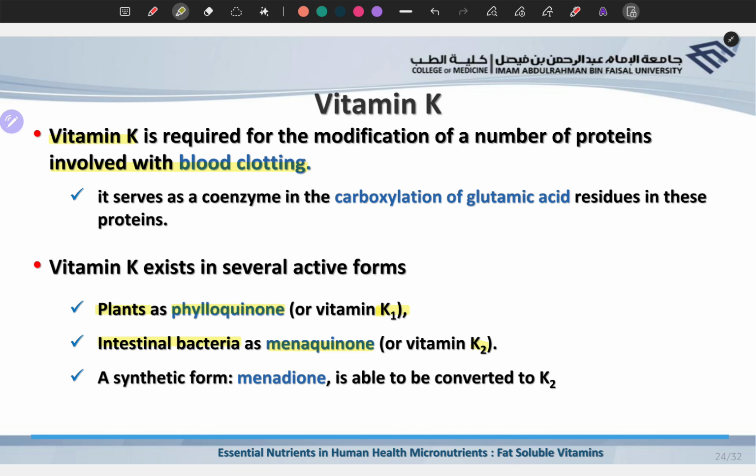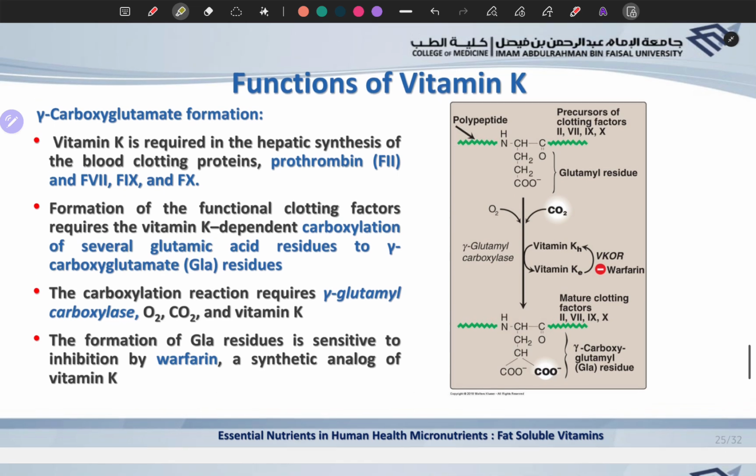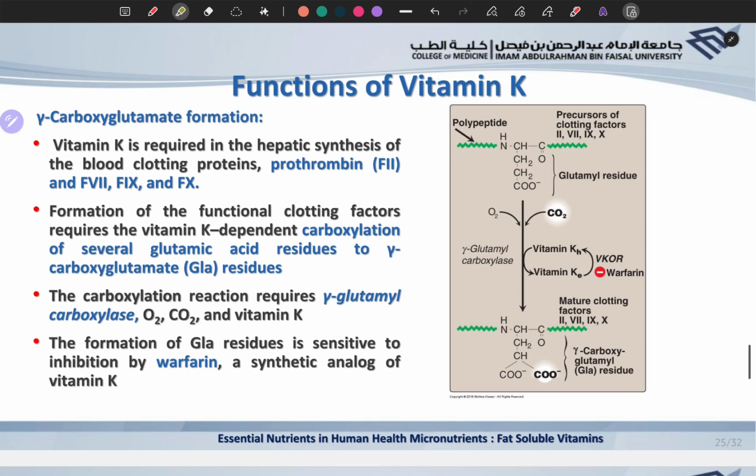Now, a synthetic form available in the pharmacy is menadione. This is converted inside our body to the K2 form, that is menaquinone. Now, functions, as I told you, understand this. The clotting factors, there are a number of clotting factors, all made in the liver.